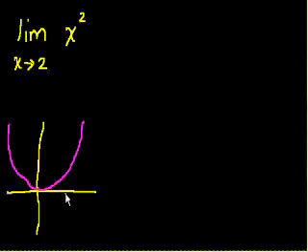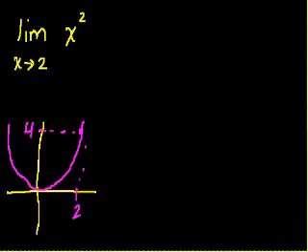And when x is equal to 2, y, or the expression, because we don't say what this is equal to, it's just the expression x squared, is equal to 4, right? So a limit is saying, as x approaches 2, from both sides, from numbers less than 2 and from numbers greater than 2, what does the expression approach?